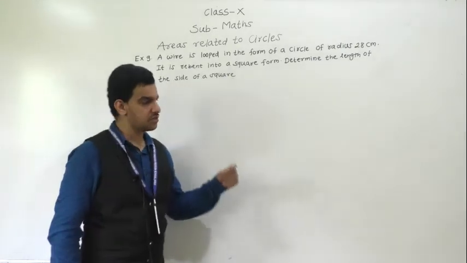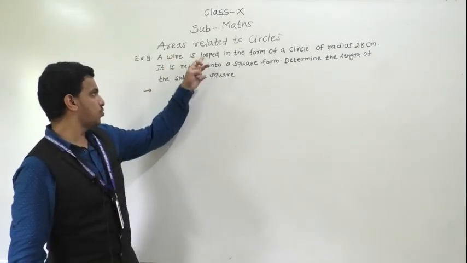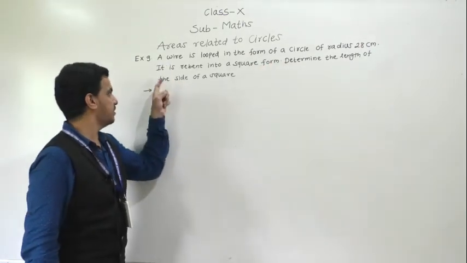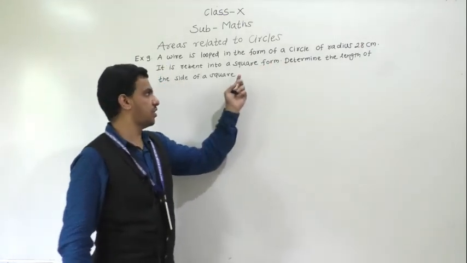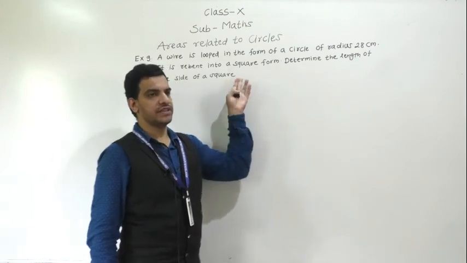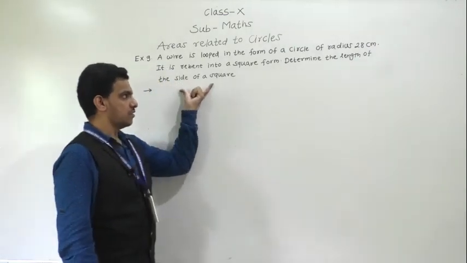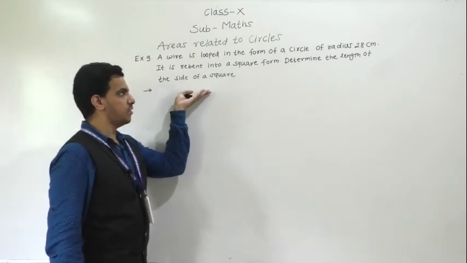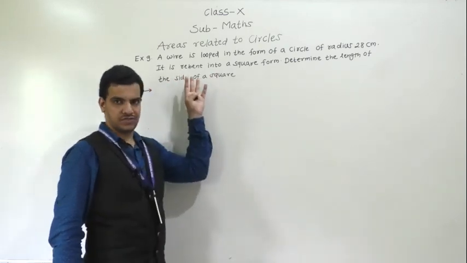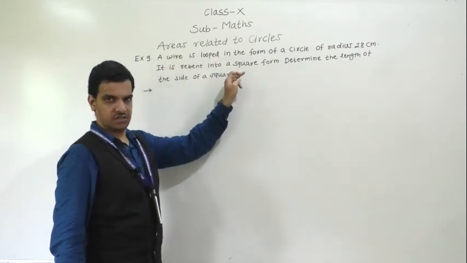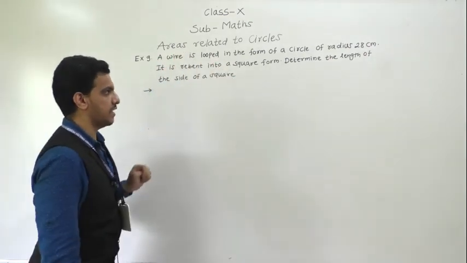9th example: a wire is looped in the form of a circle of radius 28 cm and it is rebent into a square. Determine the length of the side of a square. Okay, it is a converse example, we can say, of the previous one. Here it is looped in the form of circle and we have to find the side of square.